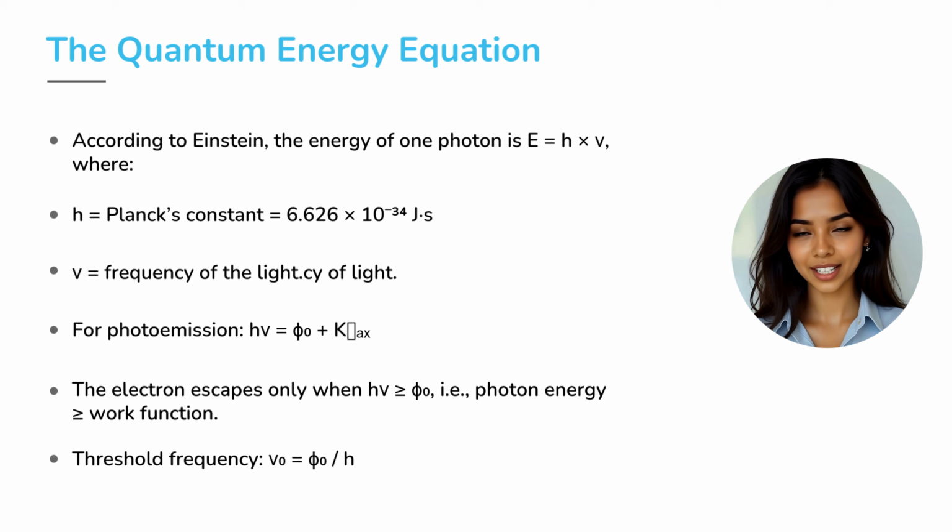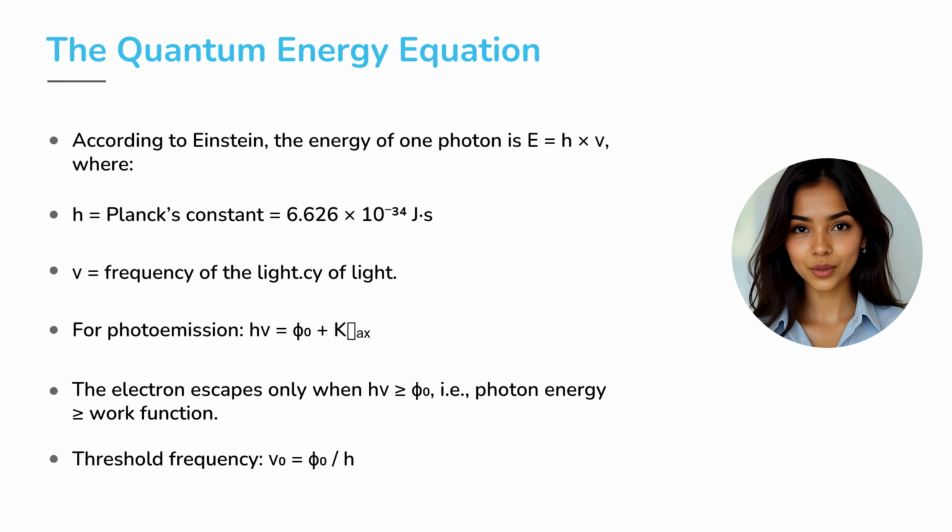Now, for the photoelectric effect, this energy must help an electron escape from the metal surface. Some of the photon's energy is used to overcome the work function of the metal, denoted by the Greek letter phi naught, and the rest becomes the kinetic energy of the emitted electron. So the energy balance equation becomes h nu equals phi naught plus K max. Let me repeat that carefully. Planck's constant h multiplied by frequency nu equals the work function phi naught plus maximum kinetic energy K max.